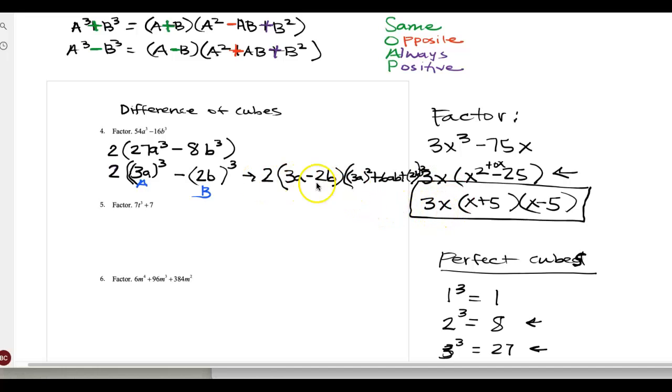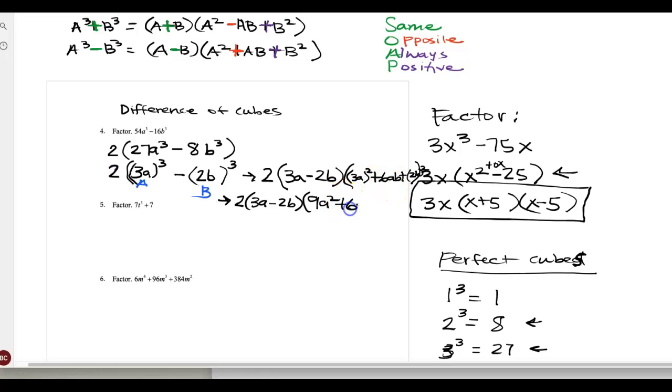I am so sorry. I should have written this a lot smaller, but let me go ahead and do this again down here. So 3a minus 2b. But now I need to simplify this more. So 3a times 3a is going to be 9a squared. So don't leave it as 3a all squared. Make sure you multiply that out to be 9a squared.